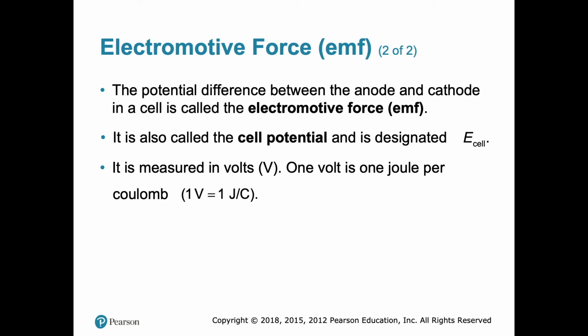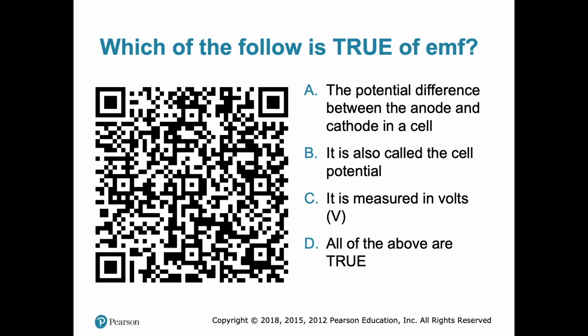So when you see, for example, a double A battery has 1.5 volts, that's the same thing as saying 1.5 joules per coulomb. And that's the electromotive force of the battery. Make sense? Good stuff. See, you're learning so much today. So, which of the following is true of EMF?